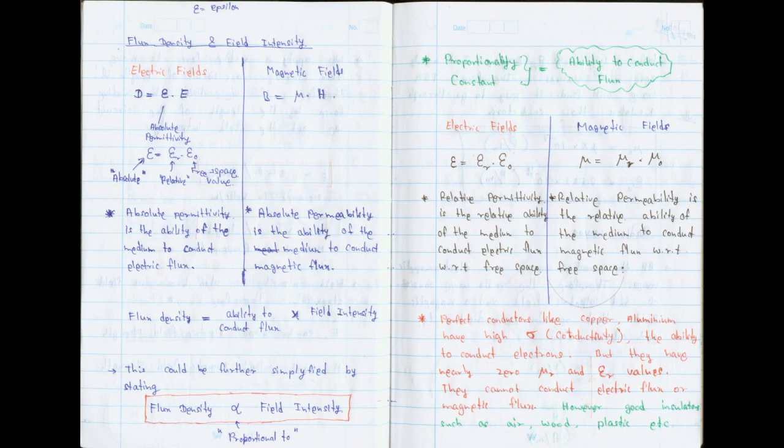Sigma is the ability to conduct electrons. Epsilon R is the ability to conduct electric flux. Mu R is the ability to conduct magnetic flux. Suppose you take copper, just a piece of copper. Which ability is the highest? Is it sigma, or is it mu R, or is it epsilon? Now you know copper very much. You know aluminium, I think you are using it at home. So tell me which one is the strongest out of these three?